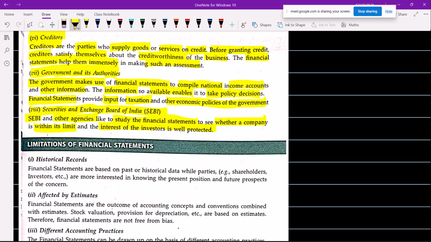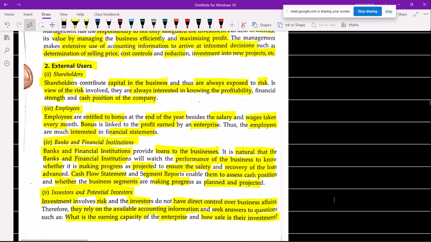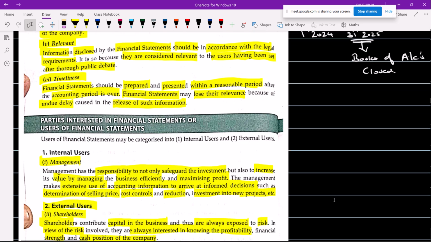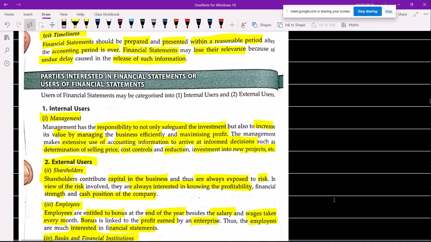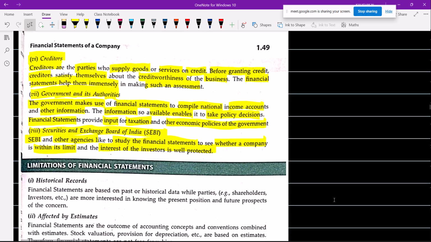So SEBI must ensure that the company is ensuring that the interest of the investors is not let down. They are holding the interest of the investors, and at the same time, SEBI should also ensure that the particular company is within its limits. They are not crossing their limits. So these are all the most important parts. We saw the objectives of the financial statement, followed by the users or the parties of the financial statements. Hope it is very clear to you.